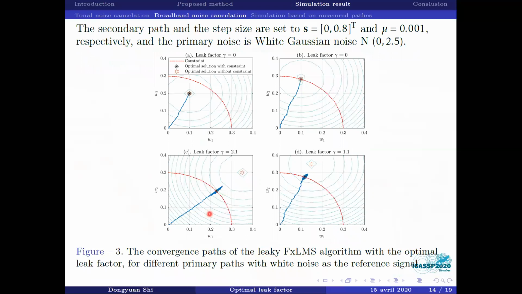In the second simulation, we set the secondary path to another path, the step size is 0.001, and the primary noise is white Gaussian noise. Figure 3 shows the result of this simulation. From this figure, we can see the second simulation result is similar to the previous one, which indicates the optimal leak factor can help the leaky FXLMS algorithm achieve the optimal solution under the output constraint.